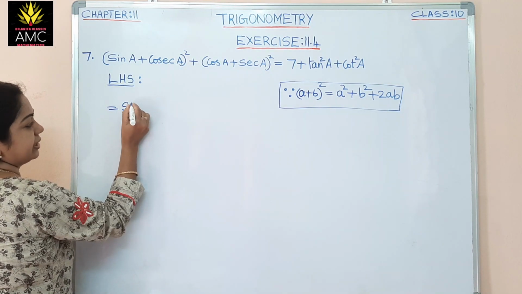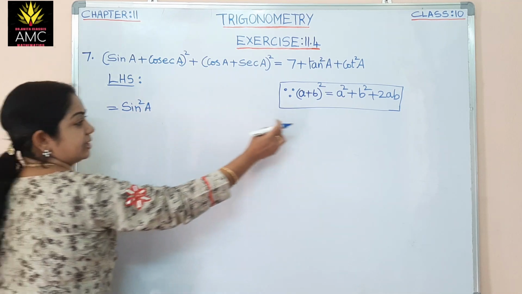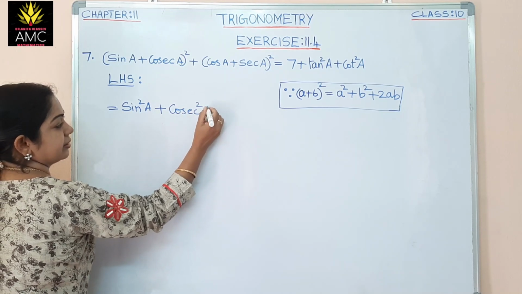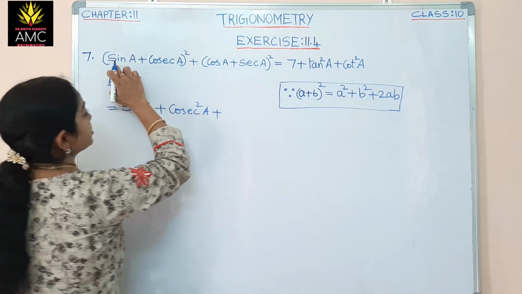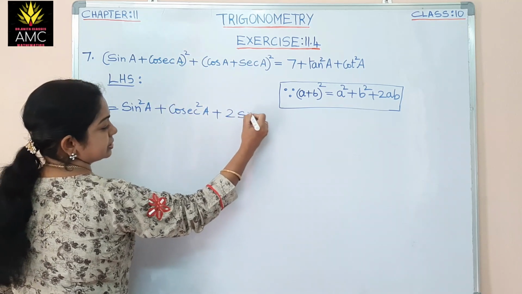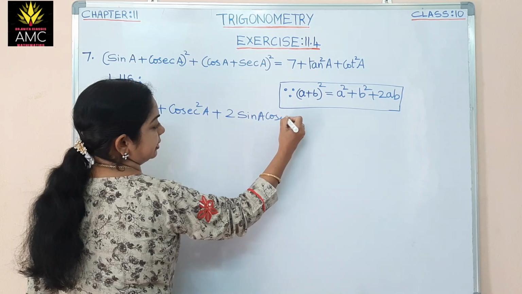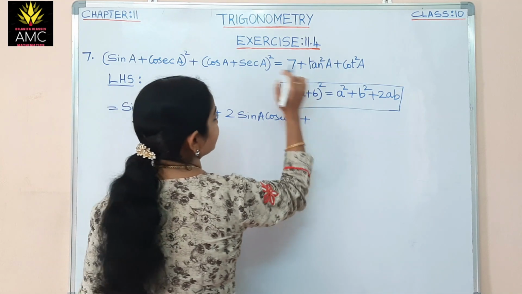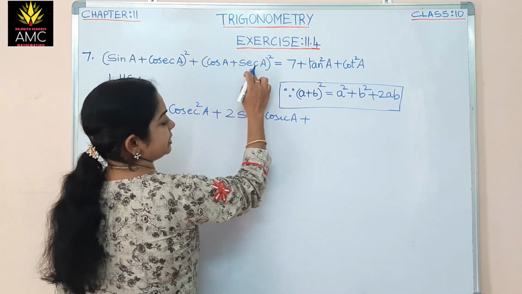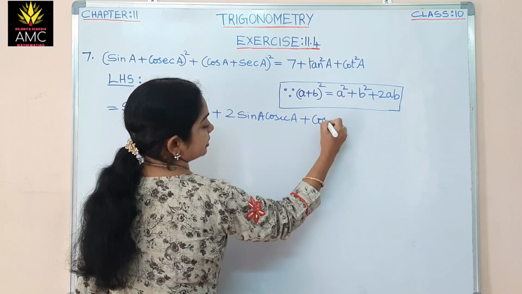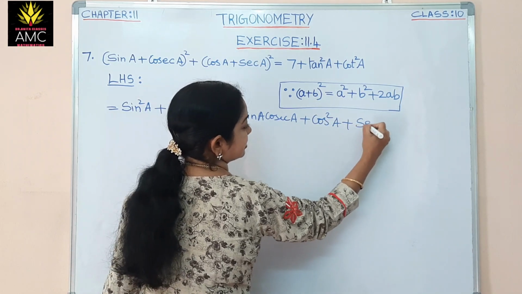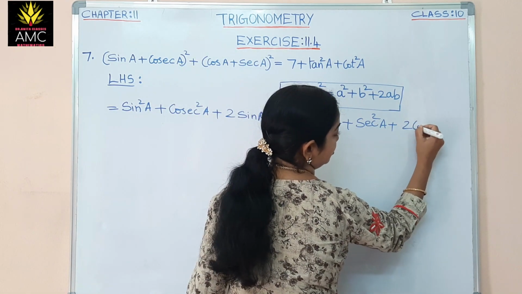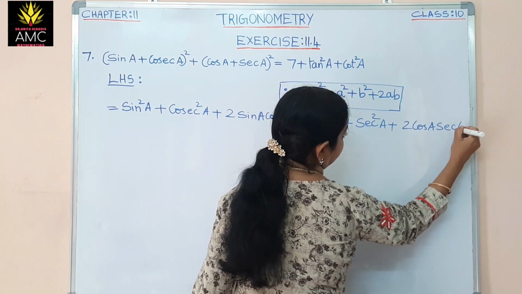Now A is sin A, so sin² A. If you expand you get A², isn't it? sin² A plus cosec² A plus 2AB, 2 into A into B, 2 into sin A cosec A. Now the second one also I'll expand using the algebraic identity. So this is A, this is B. So (A + B)² is A² + B² + 2AB, right? 2 cos A sec A.